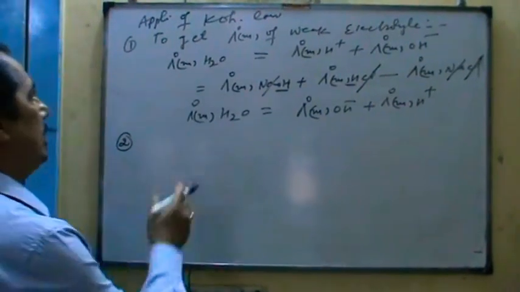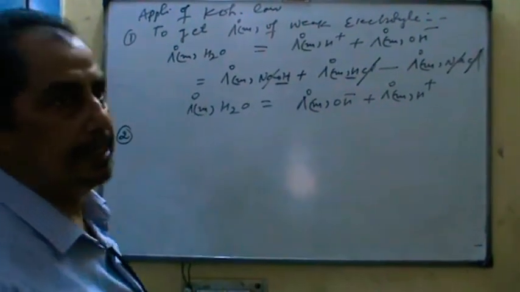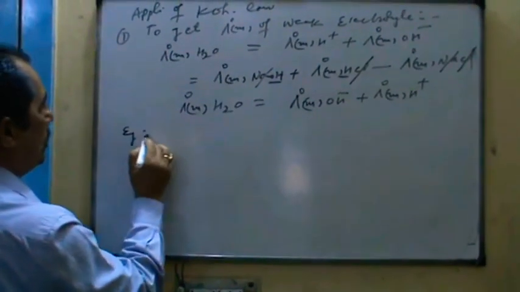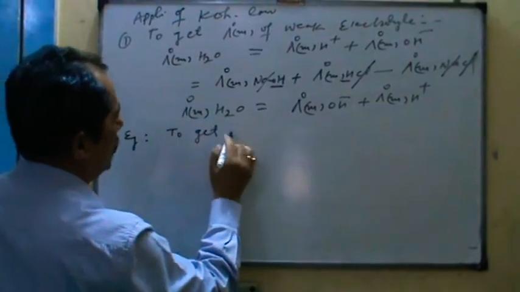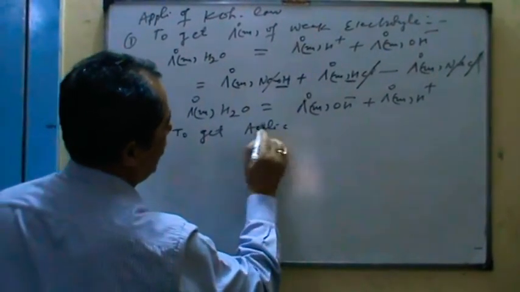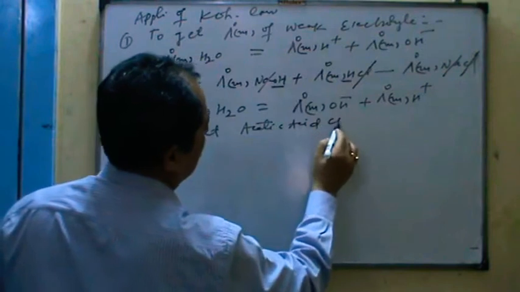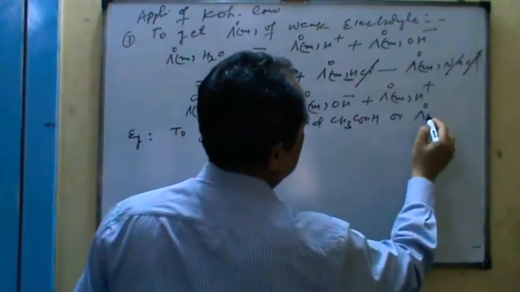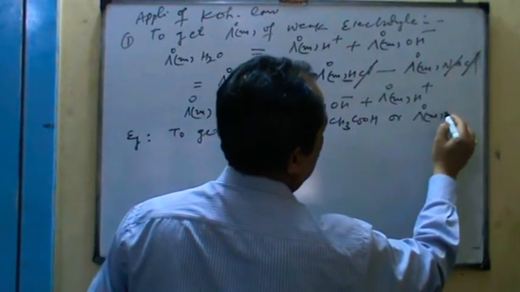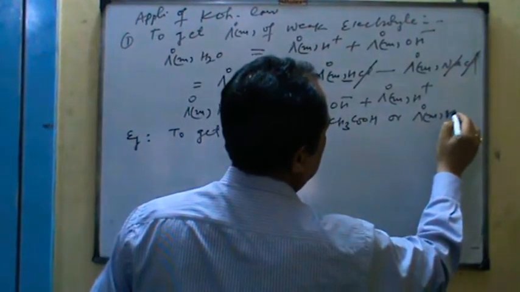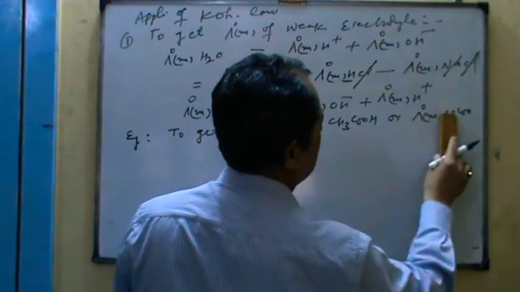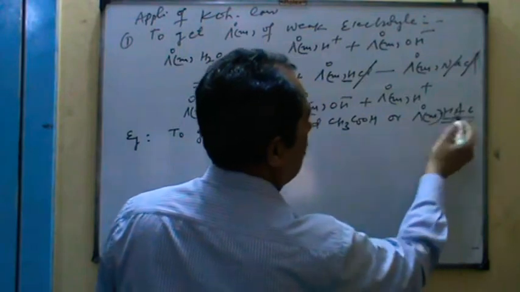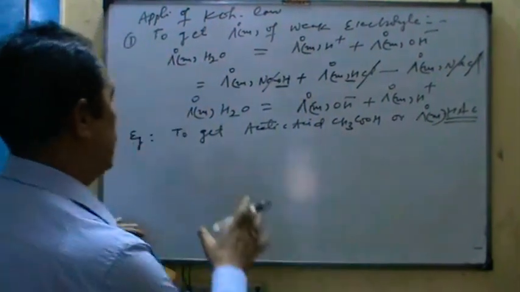For example, let us go for acetic acid. I give you another example. To get acetic acid, that is CH3COOH, or in modern language it is written as HAc. There HAc is the acetic acid.